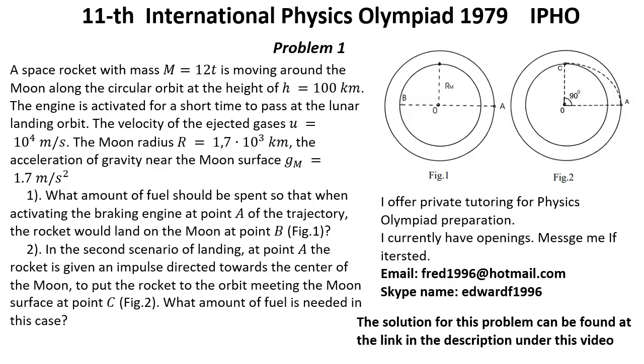Question 2. In the second scenario of landing at point A, the rocket is given an impulse directed toward the center of the Moon. To put the rocket to the orbit meeting the Moon surface at point C, figure 2. What amount of fuel is needed in this case?